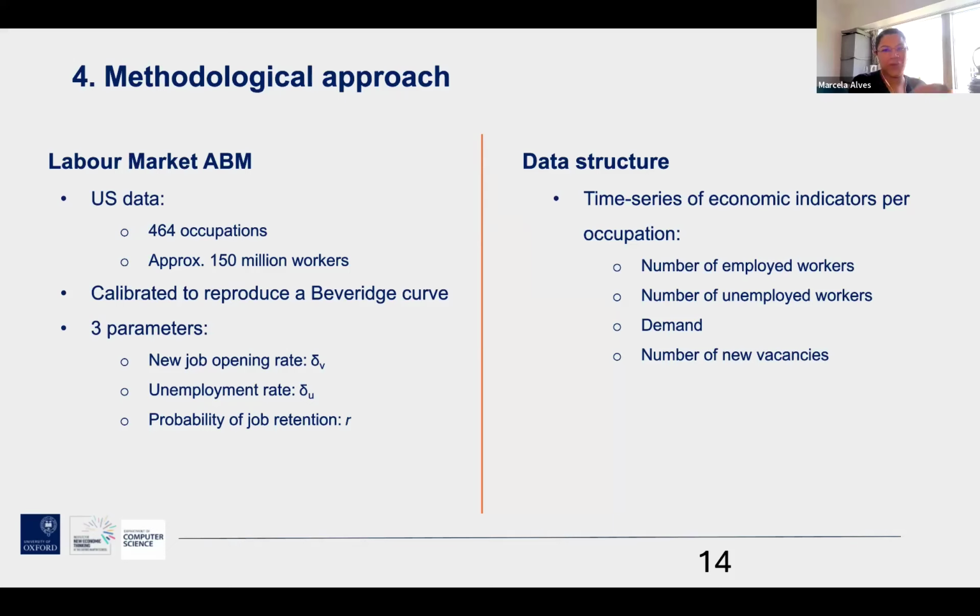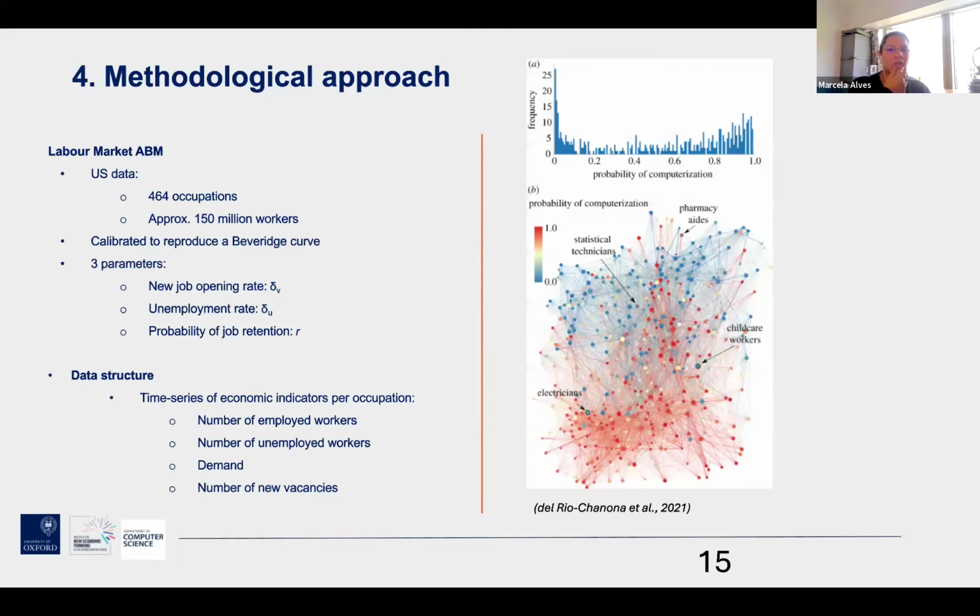So what we collect at every timestamp of the ABM, where every timestamp is basically a quarter in a hypothetical year, is the number of employed workers, the number of unemployed workers, the demand of the labor market, the demand of working hours, and the number of new vacancies. And this is from the paper where they actually implemented this ABM.